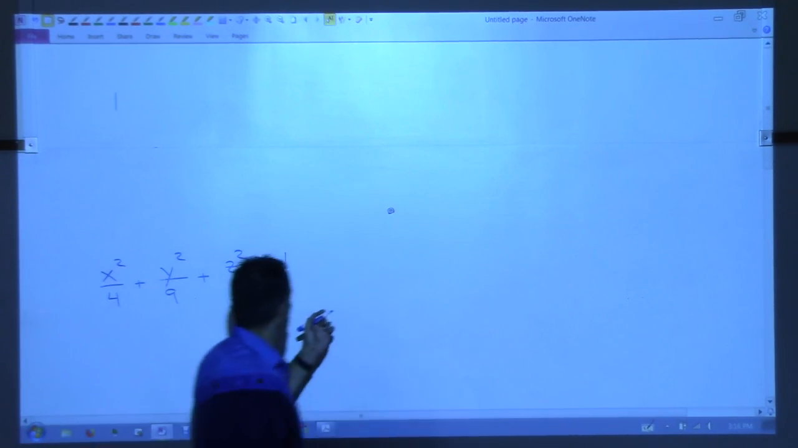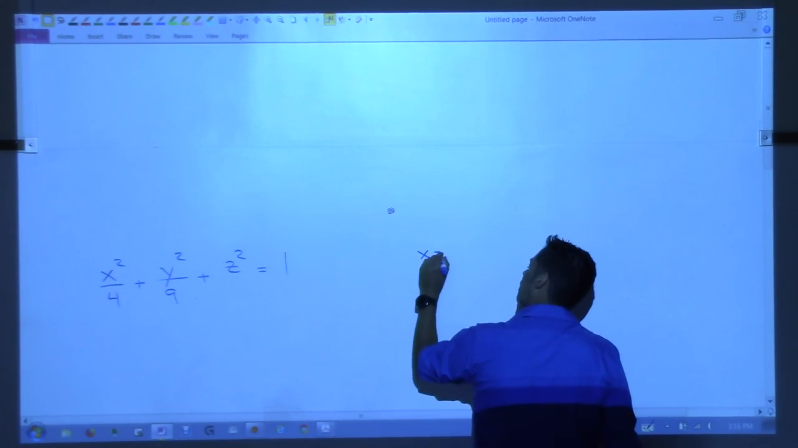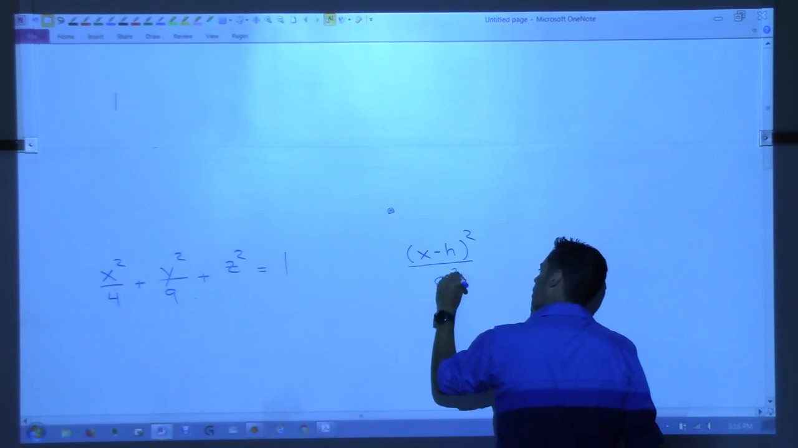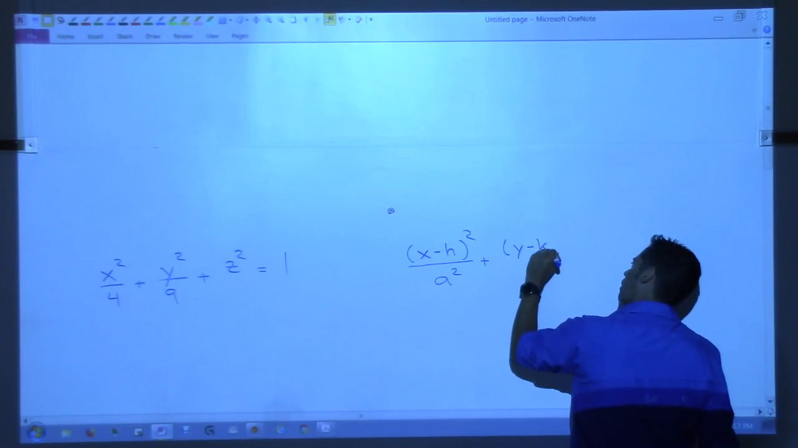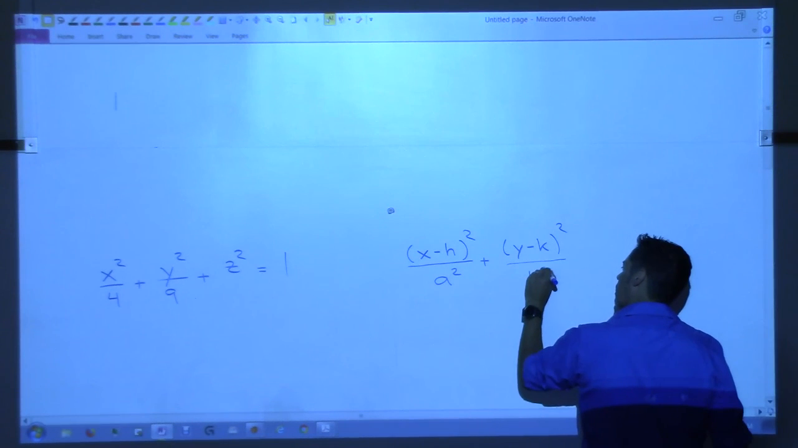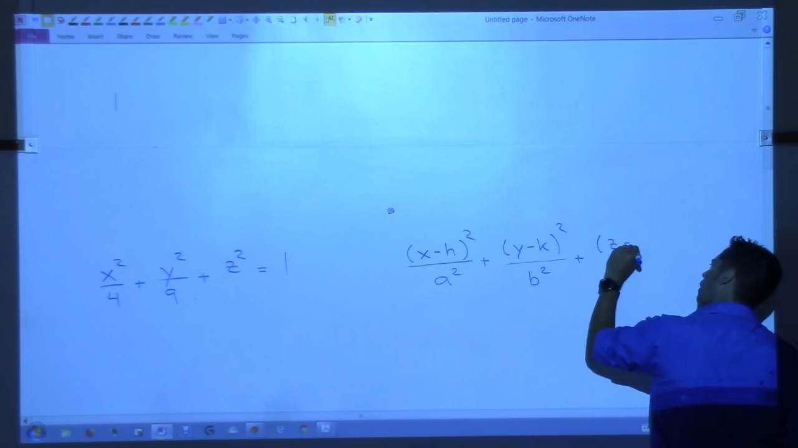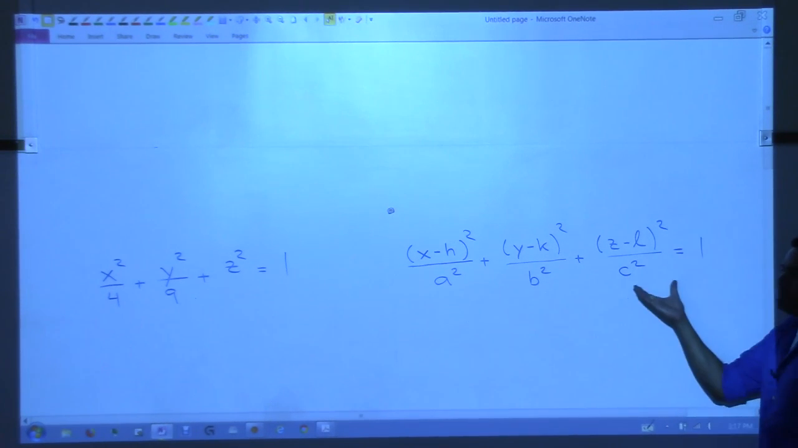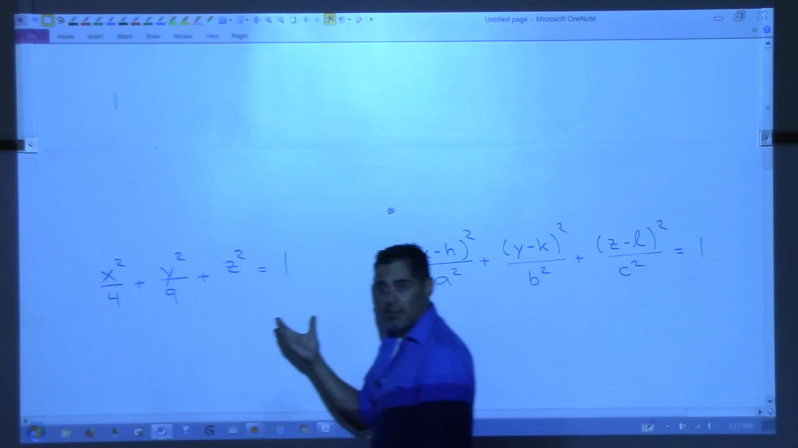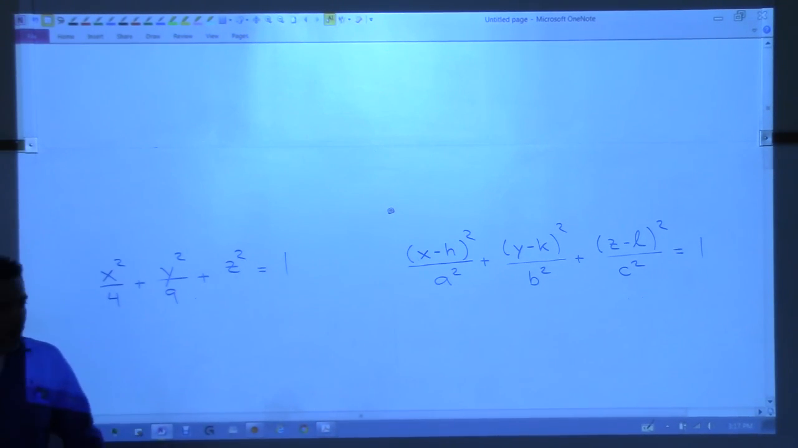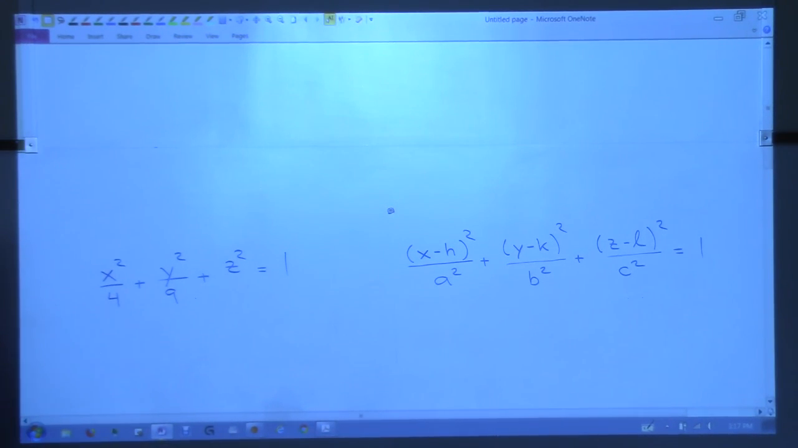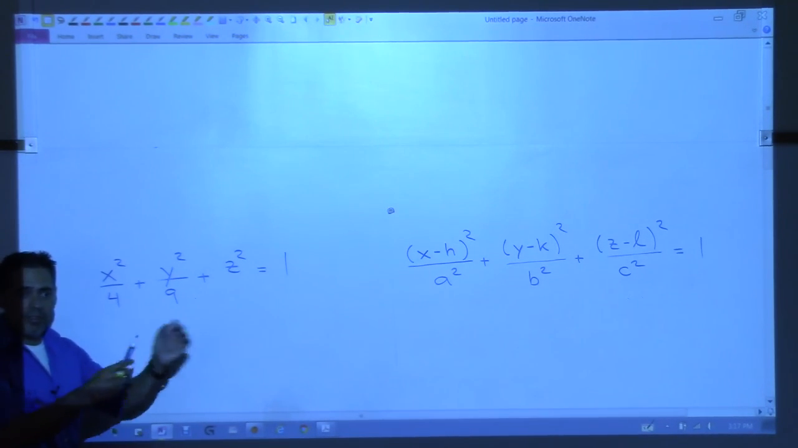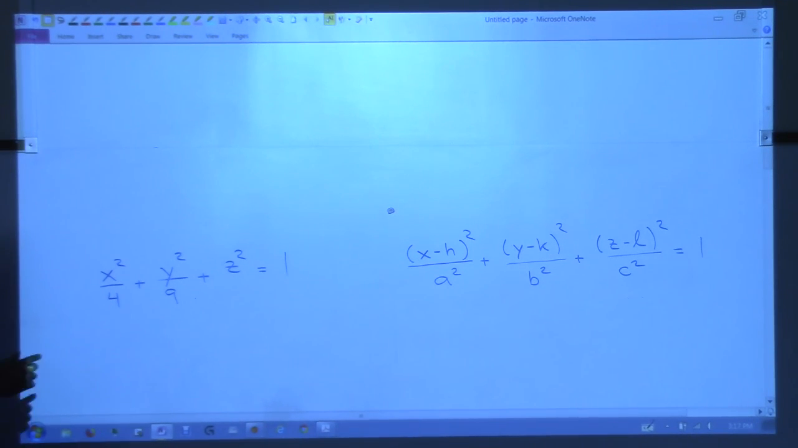So what if I want to take that egg and shift it? Let's say I want to move it around. Then I would do this. So this is the equation of an ellipsoid that has been shifted. All the shifts that we've had in the past can be translated over into this now. Just like the sphere had the center h, k, l, this is an ellipsoid.